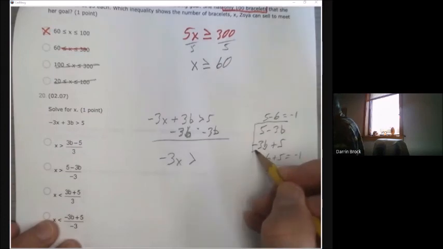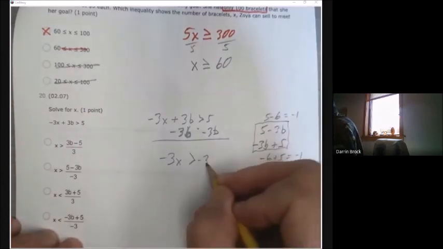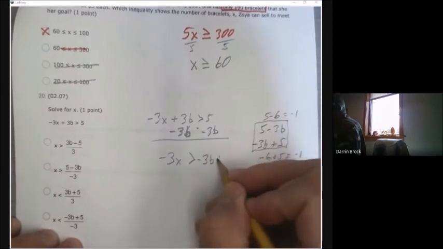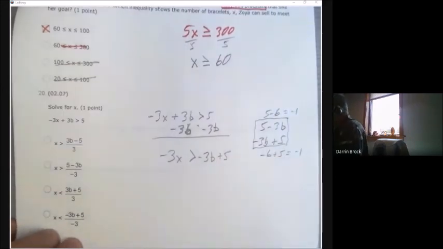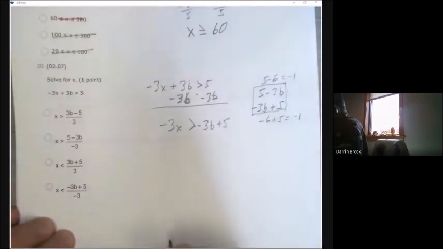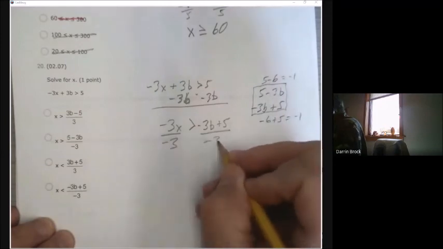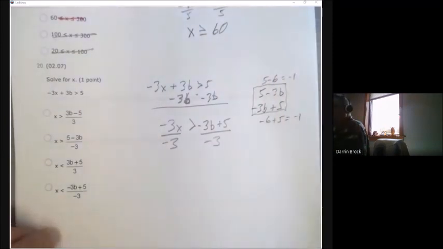But we'll go ahead and write the variable first, just because that's generally what we do in math, is write the variable first. Negative 3B plus 5. So we're going to divide by negative 3 because, again, we're just trying to get X by itself. Okay, negative 3. And, oh, ding, ding, ding, ding. We have just triggered something.